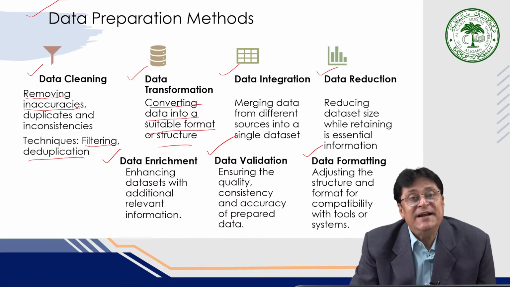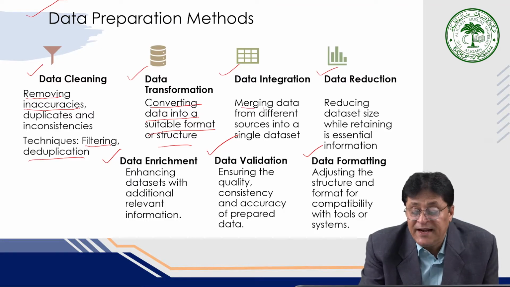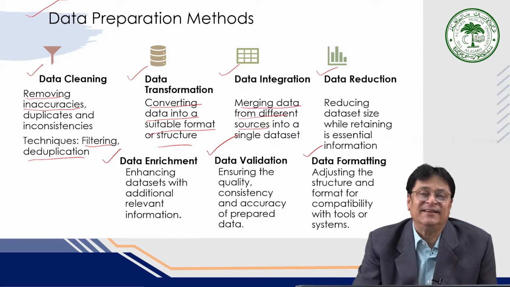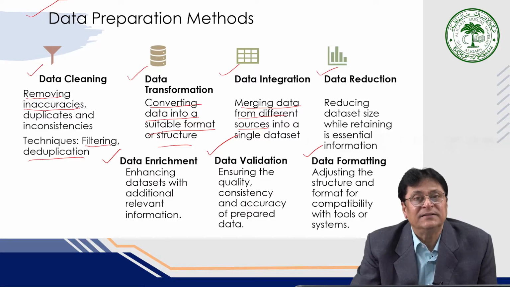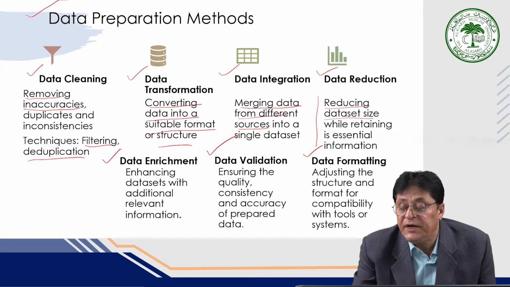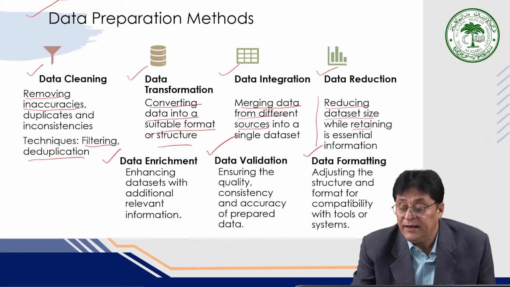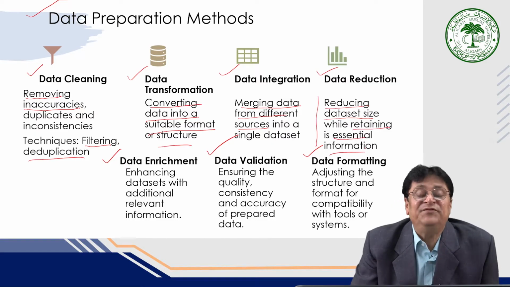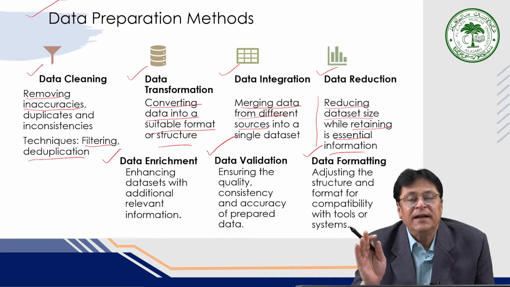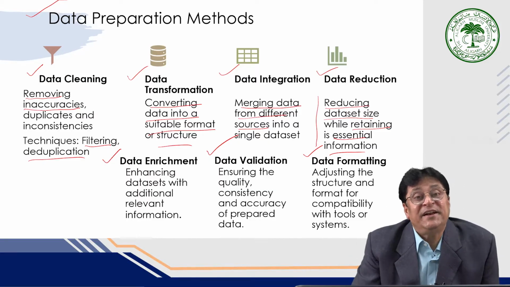Next is data integration. Data integration refers to merging data from different sources into what? Into a single data set. We have just discussed about aggregation, right? Data reduction. It refers to reducing the size of the data set while retaining the essential information. So, non-essential informations are discarded, right? So, dimensionality is reduced.